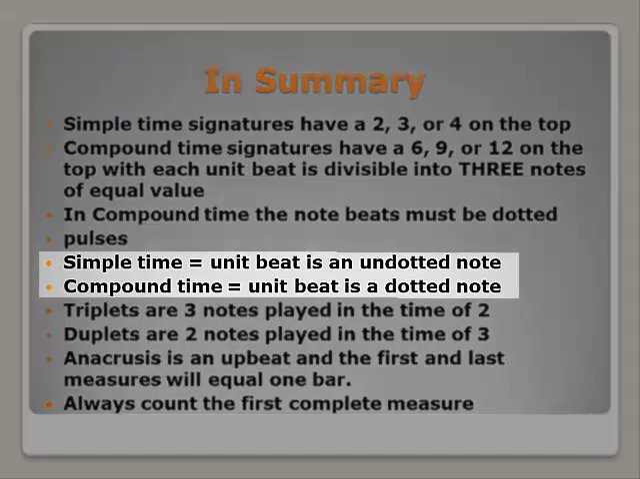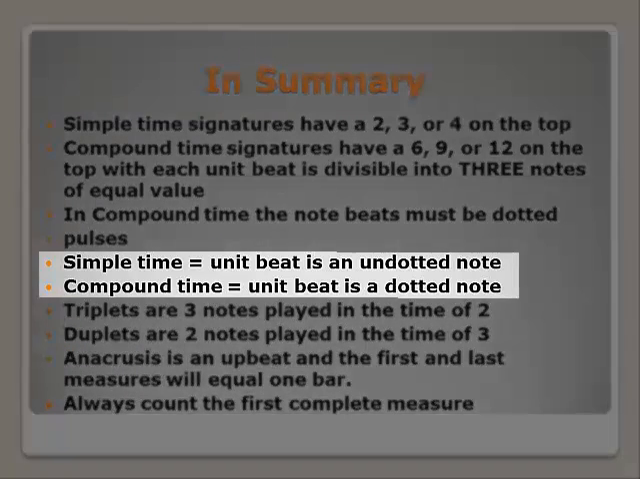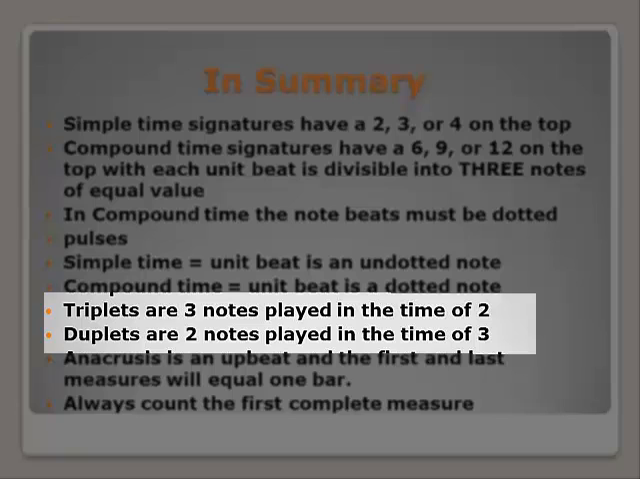In simple time, the unit beat is an undotted note, and as I said, in compound time, it must be a dotted note. Triplets are 3 notes that are played in the time of 2 and are only found in simple time. Duplets are 2 notes that are played in the time of 3 and are only found in compound time.